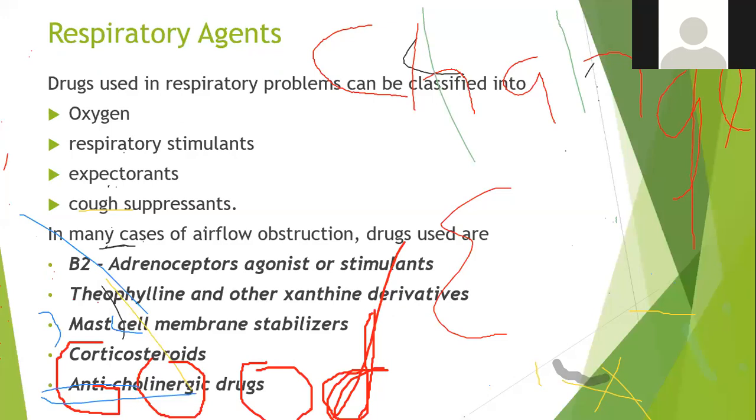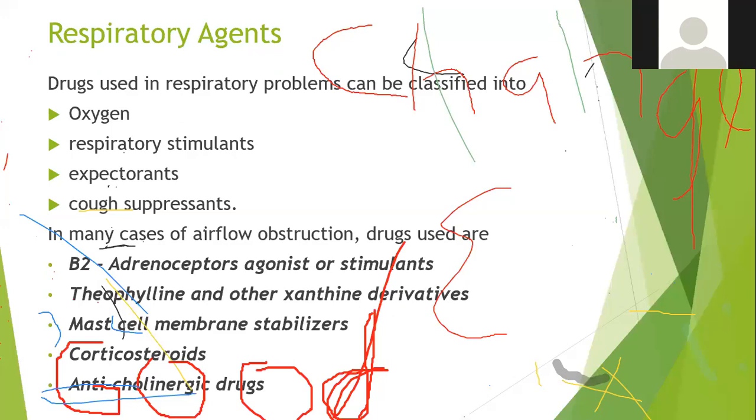Drugs used in respiratory problems can be classified into: we have oxygen. You may wonder why I said oxygen is a drug. I will tell you later. We have oxygen, we have respiratory stimulants, we have expectorants, we have cough suppressants.